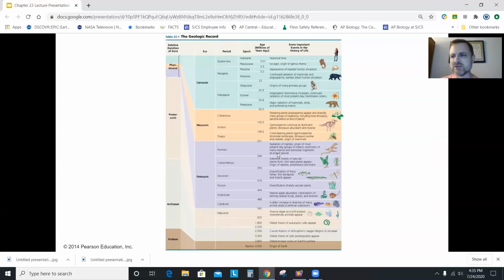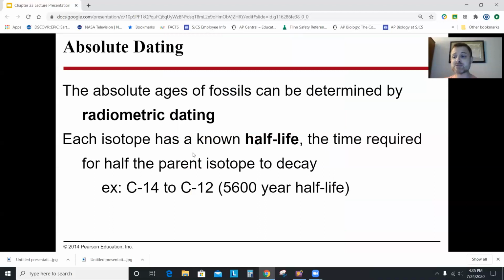If you want to pause this and look at this, feel free, but these aren't things you need to have memorized. So, absolute dating in comparison to relative dating. This is using radioactive isotopes, particularly carbon-14, to actually date when a fossil existed.